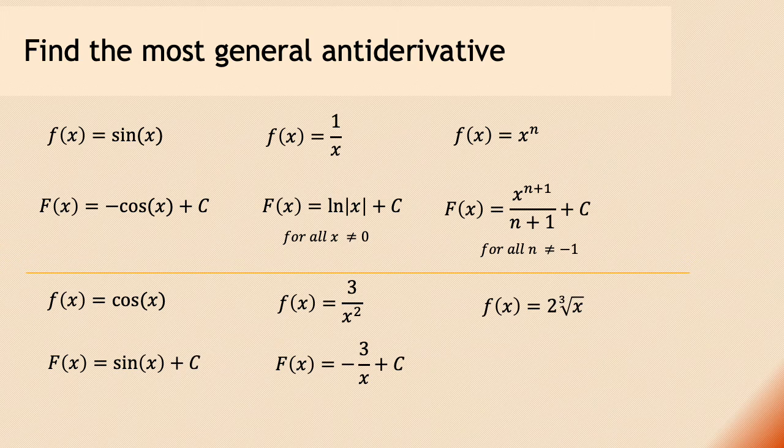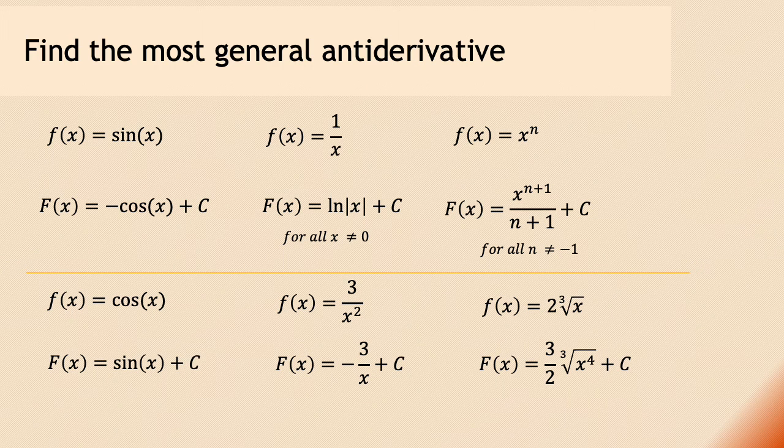And let's look at this one. 2 times the cube root of x. What do you have to differentiate to get that? Did you get 3/2 times the cube root of x to the 4th? So the trick to this one is to convert that cube root of x to x to the 1/3, and now use your reverse power rule.